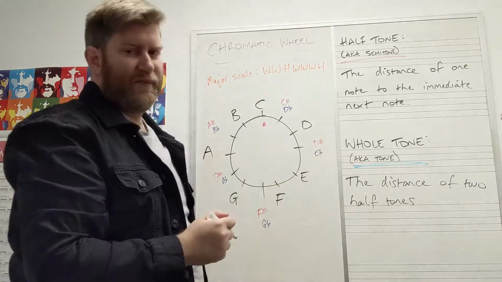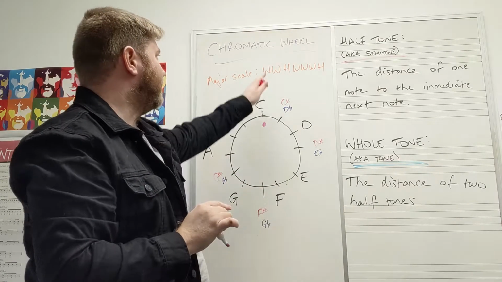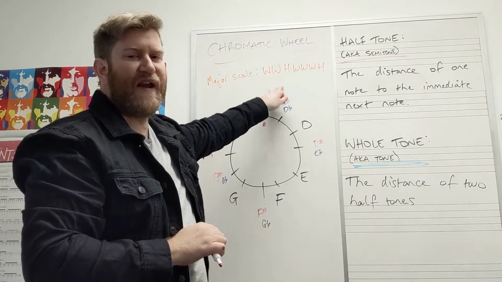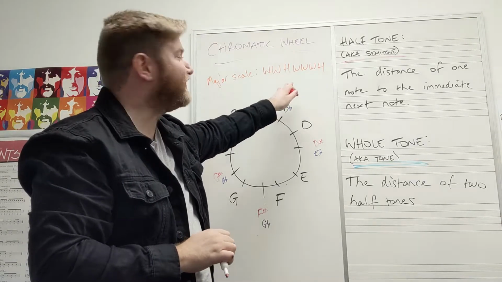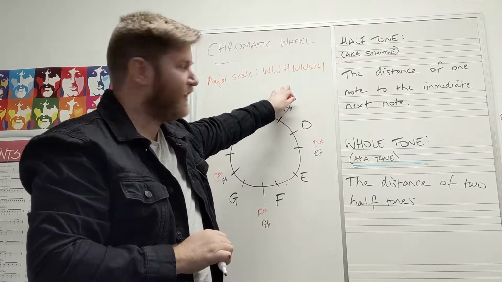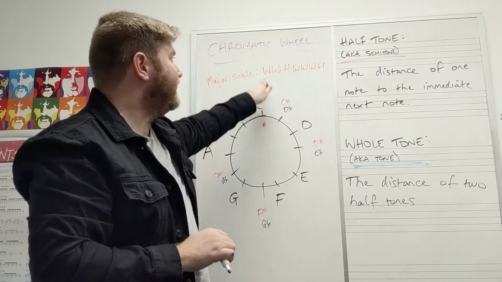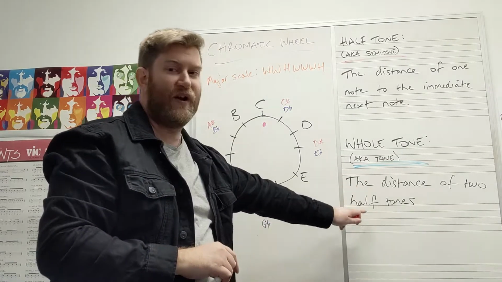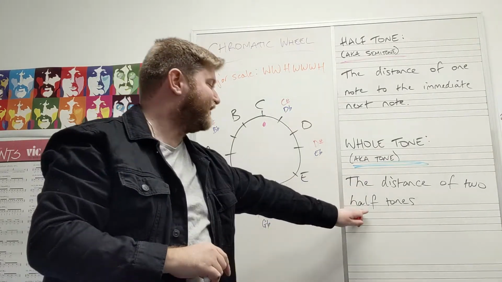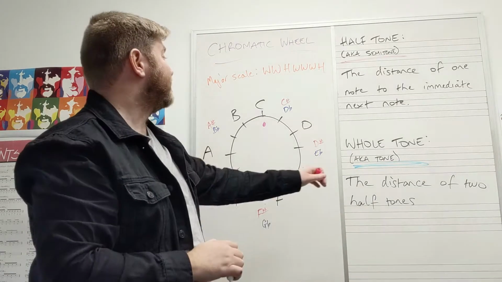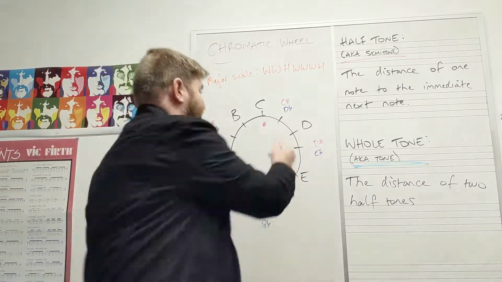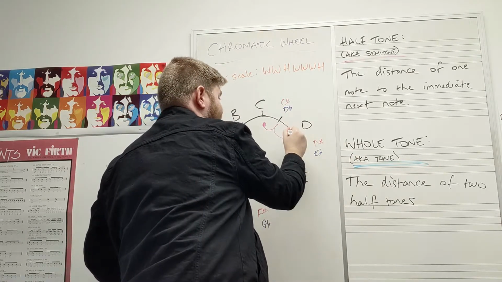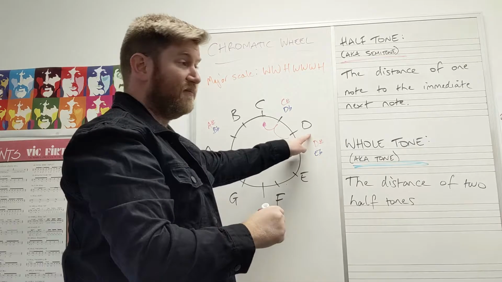That's all fine. So we're going to be following this particular pattern. We've got whole, whole, half, whole, whole, whole, half. Now we are counting the spaces in between the notes. This doesn't signify the notes themselves, okay? So once we've got our starting point, we need to go a whole step. What is a whole step? It's a distance of two half tones, okay? So we need to go one half tone, because that's the immediate next note, and then two half tones. So then I'm gonna end up on D, okay?